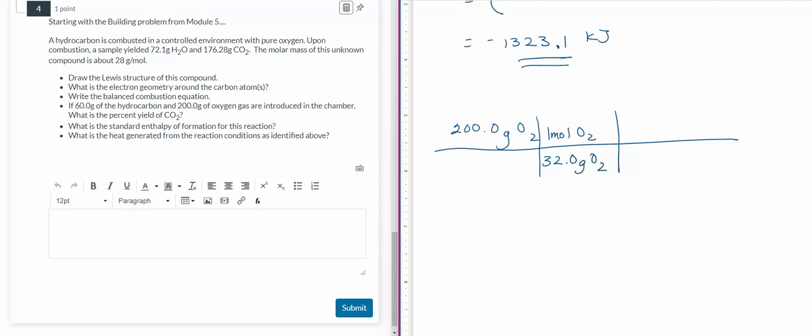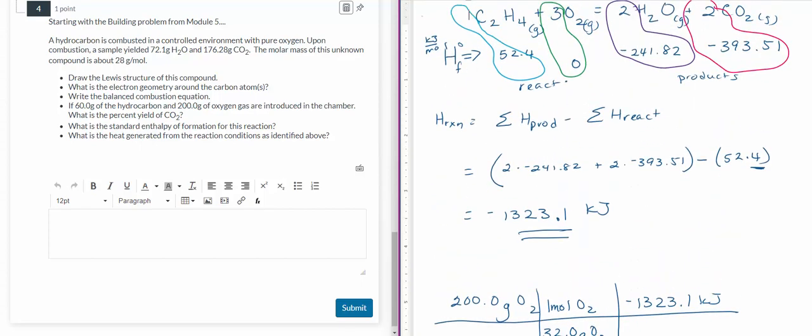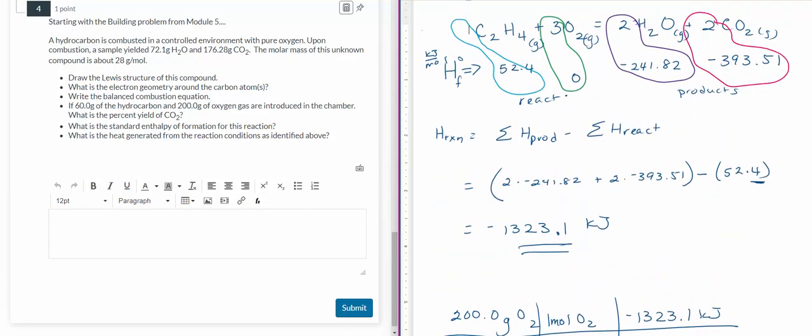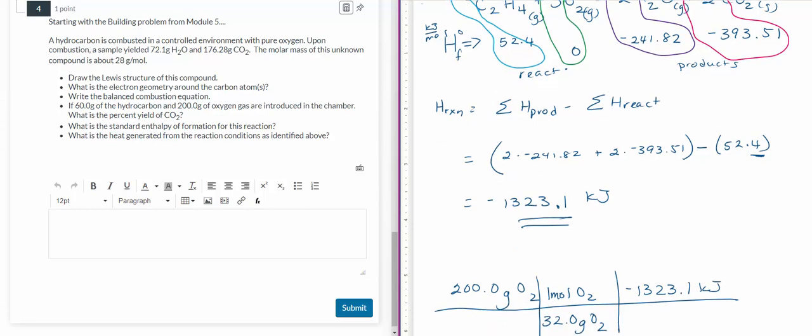And then we're going to use this. Now, how do we use this? Well, we have this negative 1,323.1 kilojoules. But what is that per? Well, that is per the balanced equation. So 1,323.1 kilojoules can be produced when we have 3 moles of our oxygen. So now we are using our balanced chemical equation.